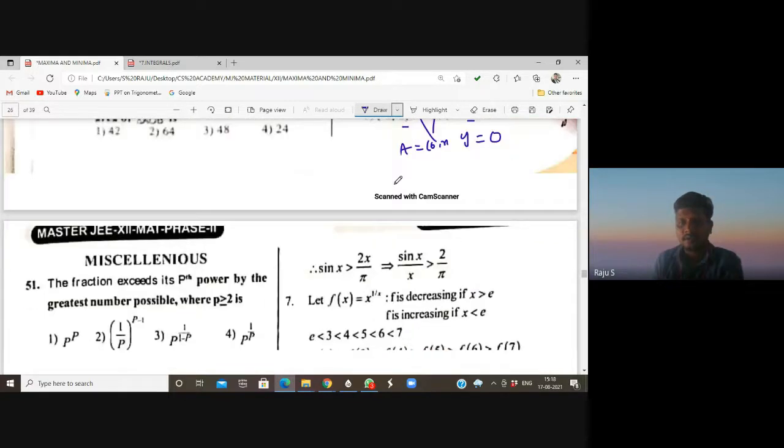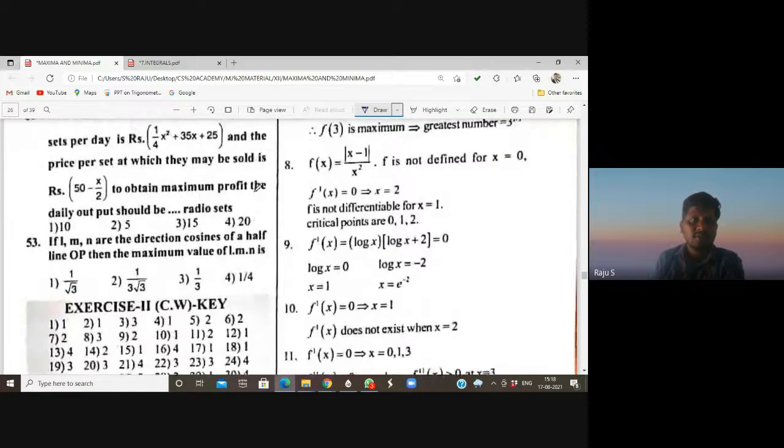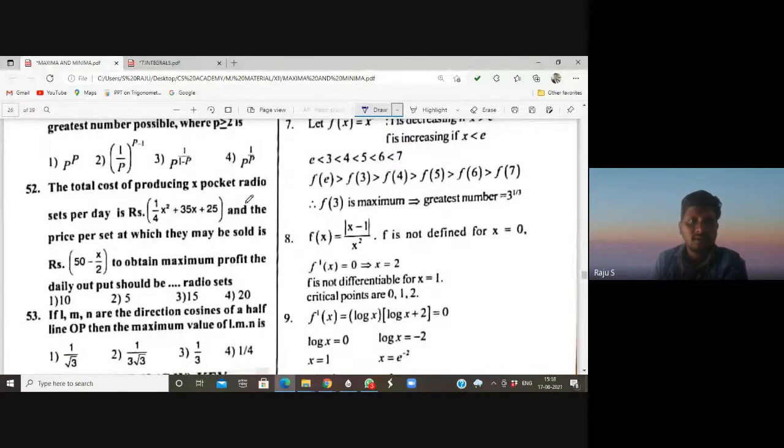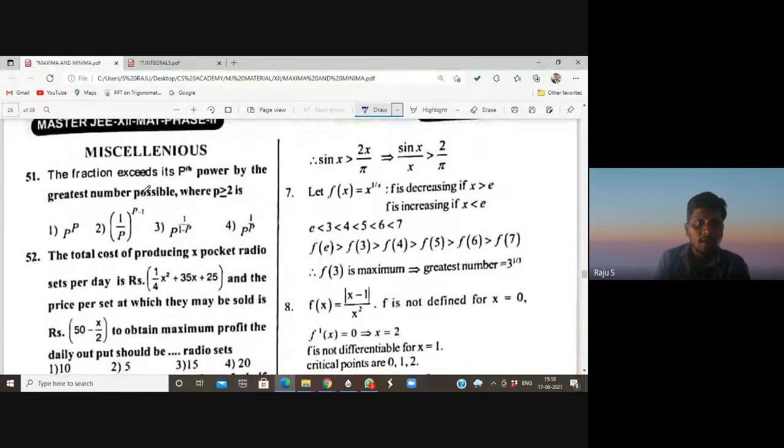That's it. Our last miscellaneous is there. Just 3 questions. Let us finish it. The fraction exceeds its pth power by the greatest number possible, where p greater than or equal to 2, is. Yes, students. Here, exceed nothing but we should take minus.